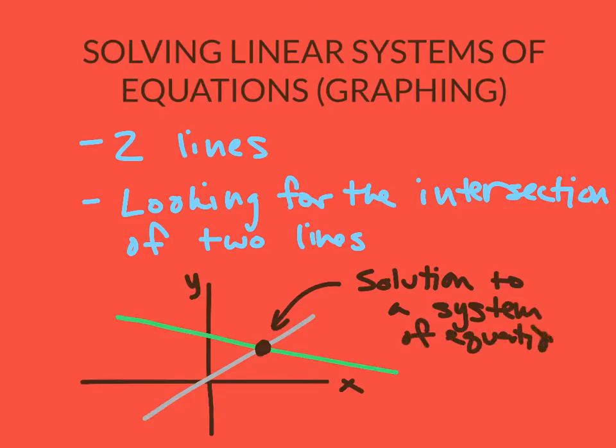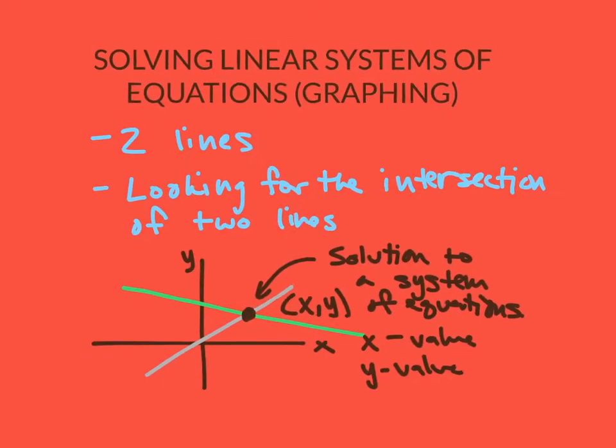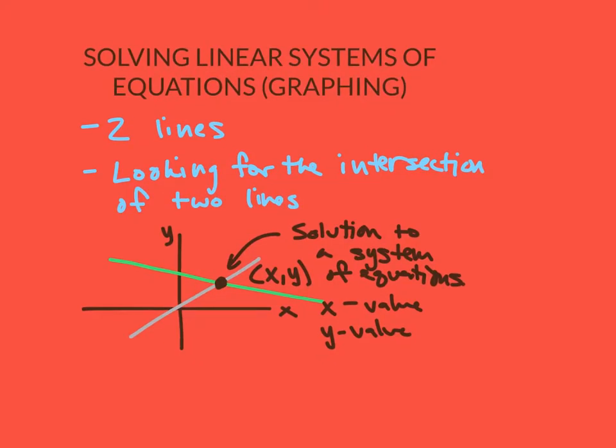And when I have a point on a graph, remember that this is a point x comma y. Okay, so your solution will have an x value and it will have a y value. Okay, and that's the goal. We're solving for two variables. All right, and that's the idea.